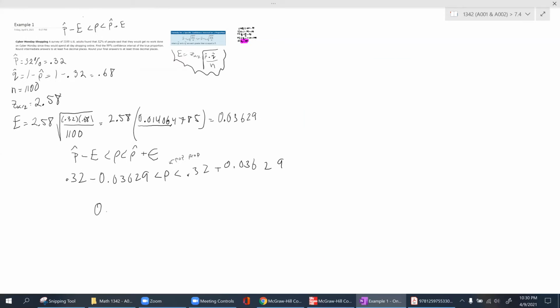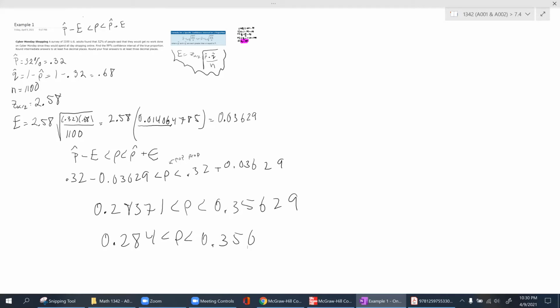So let's run that. 0.28371 bounded by population proportion, 0.35629. And of course it wants the final answer to 3 decimal places, so this here would be 0.284 less than p less than 0.356. So that's exactly what we're looking for.